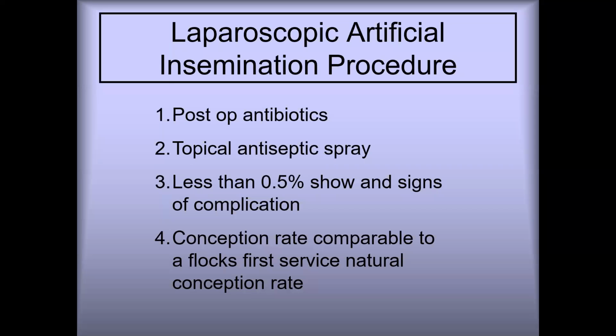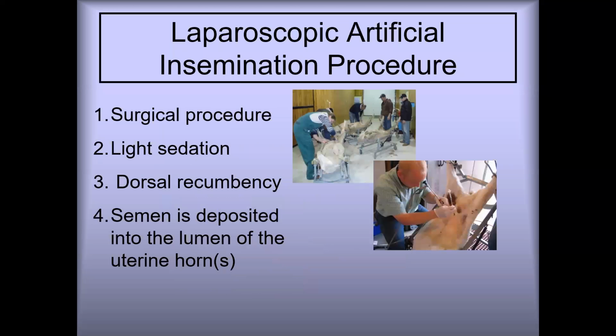Once we're done, we're going to give them a prophylactic antibiotic and spray the sites where we went in with our trocar and cannulas. So as you can see in this picture here to the right, there's a laparoscopic eyepiece here, and then the right hand is holding the insemination pipette or the working system over here.